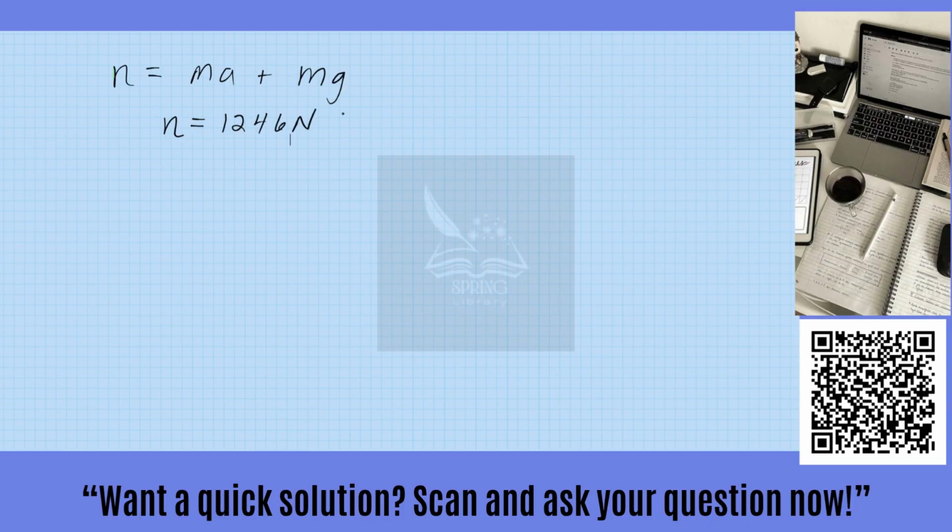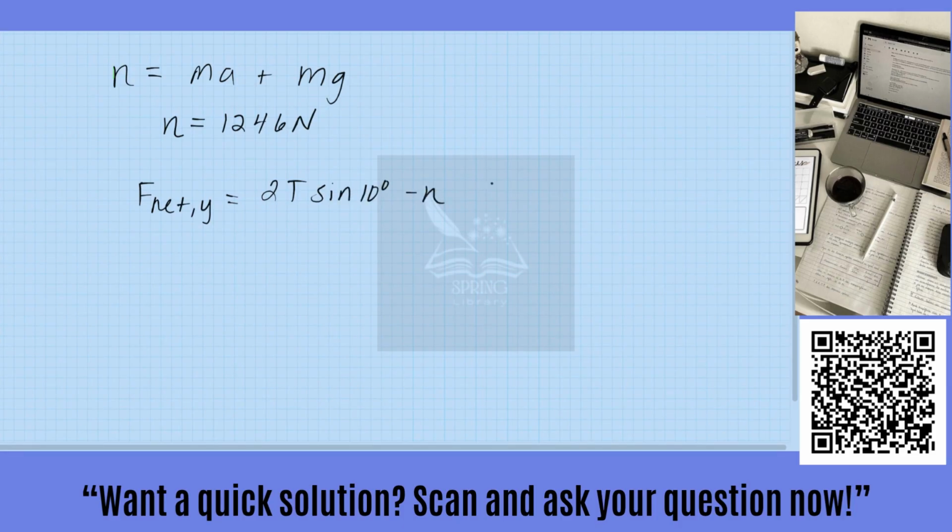So there are two tensions, both with components in the y direction, both pointing upwards. So the net force in the y direction is 2 times the tension sine of 10 degrees minus the normal force. This should be equal to 0 since it's in equilibrium. So that means the tension is N divided by 2 sine of 10 degrees. So this makes the tension 3,588 newtons.